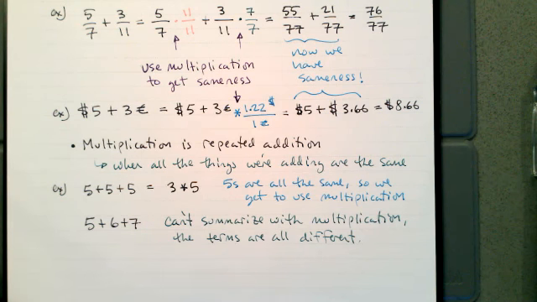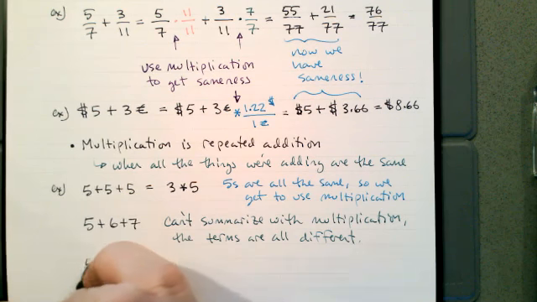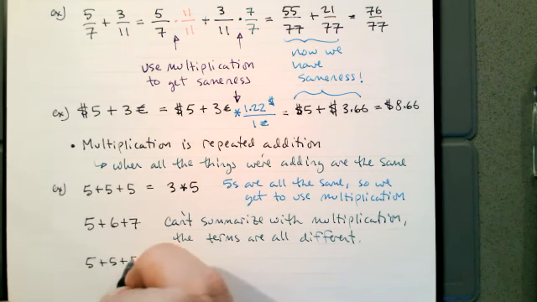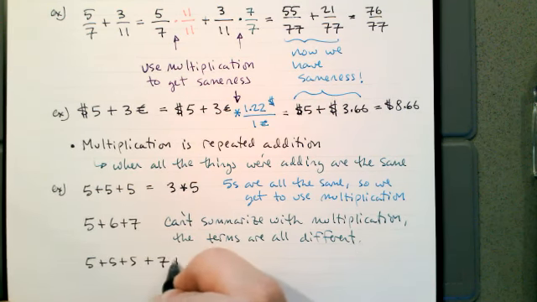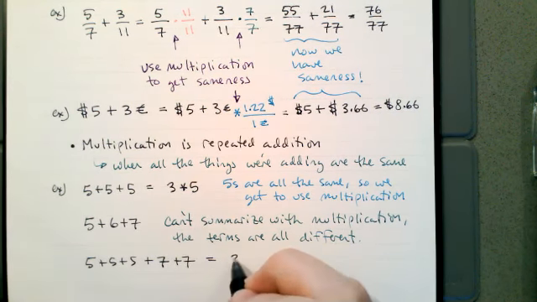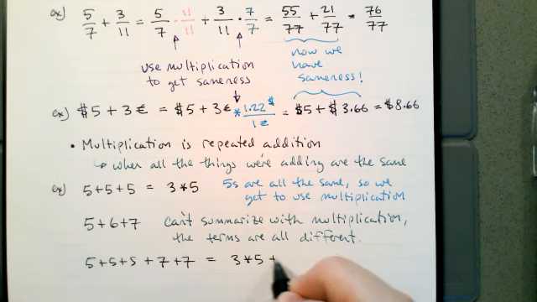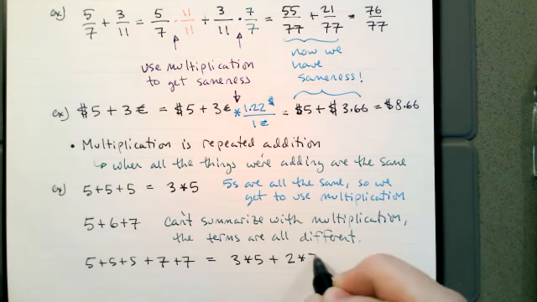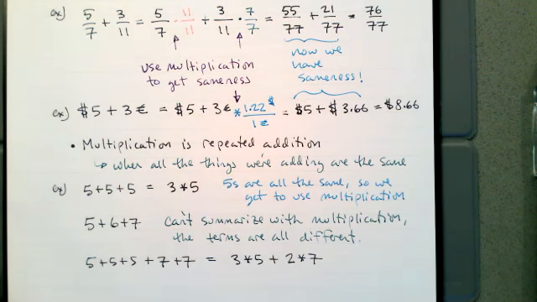Now, if we have multiple groups of things, we can summarize the multiplication where we have it. So if I have 5 plus 5 plus 5, and then 7 plus 7, I can say I have 3 5s, and I have 2 7s. So we get to summarize with multiplication. There are 3 5s and 2 7s. So I get to use multiplication on the things that are the same.